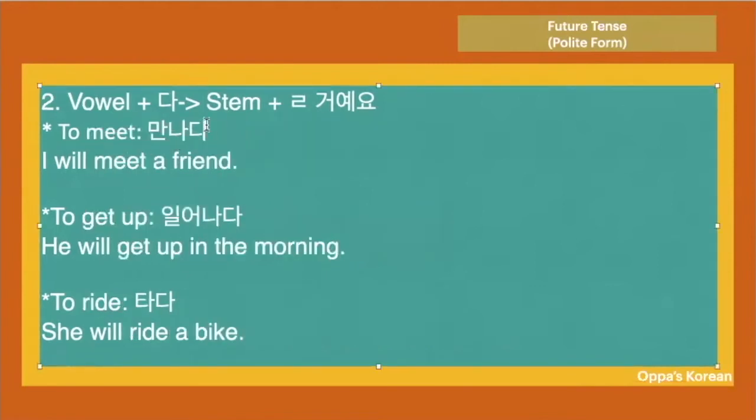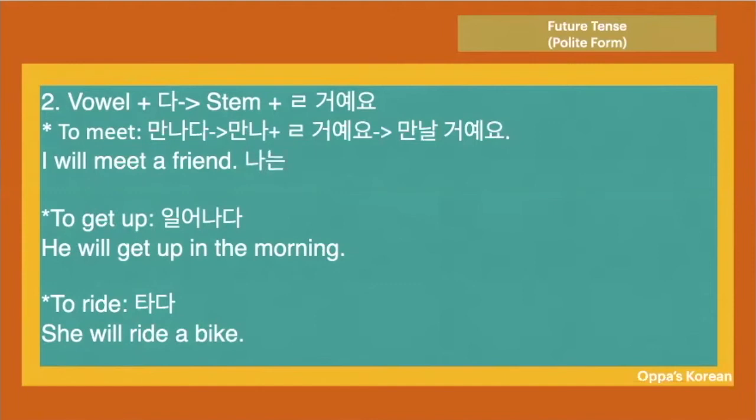Another example, to meet, 만나다. Find the stem first, you drop 다, 만나 is the stem, plus the ending, ㄹ 거예요. So it goes to 만날 거예요. I, 나, a subject marker, 나는, a friend, 친구. Here 친구 is an object, so object marker, 친구를, will meet, 만날 거예요. I will meet a friend. 나는 친구를 만날 거예요.